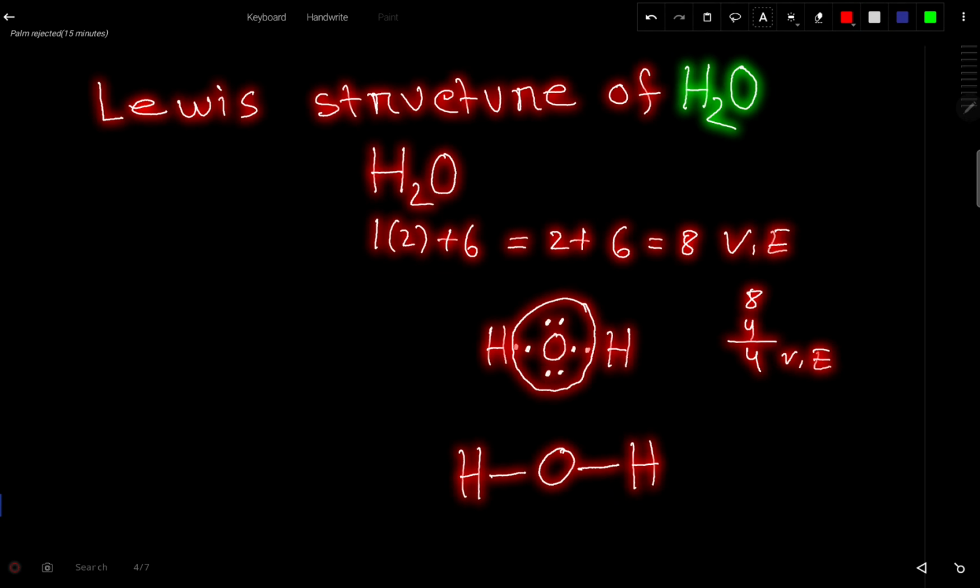We can express this bond pair as a dash. So here we have 2 bond pairs, so 2 dashes, right? Now we have to place the lone pair. So this is the Lewis dot structure of water. This or this, you can write this or this, right?